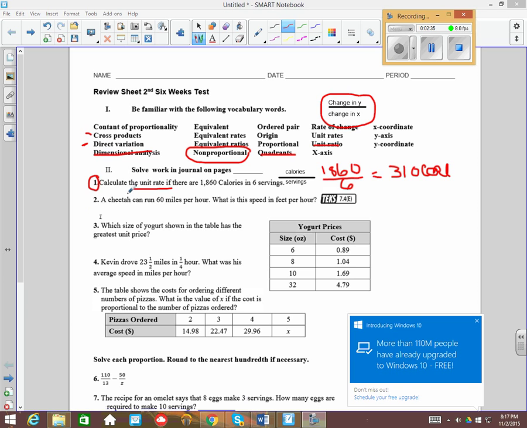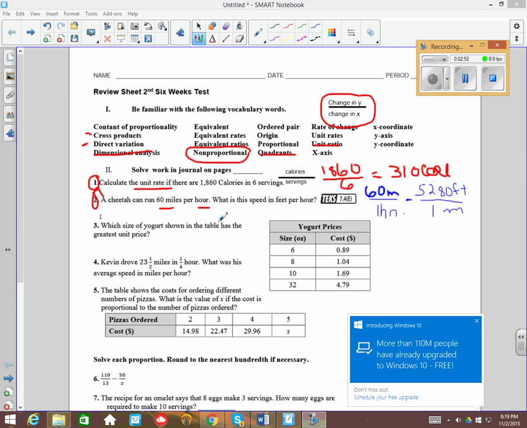Looking at number 2. A cheetah can run 60 miles per hour. What is the speed in feet per hour? So let's just set that up. So we have it set up here. If you have 60 miles for 1 hour times 5,280 feet, that's how many feet is in a mile, for 1 mile. And remember, we can cancel out the miles. And now you have feet per hour. You have feet in the numerator, hour in the denominator. That's what we need, feet per hour.